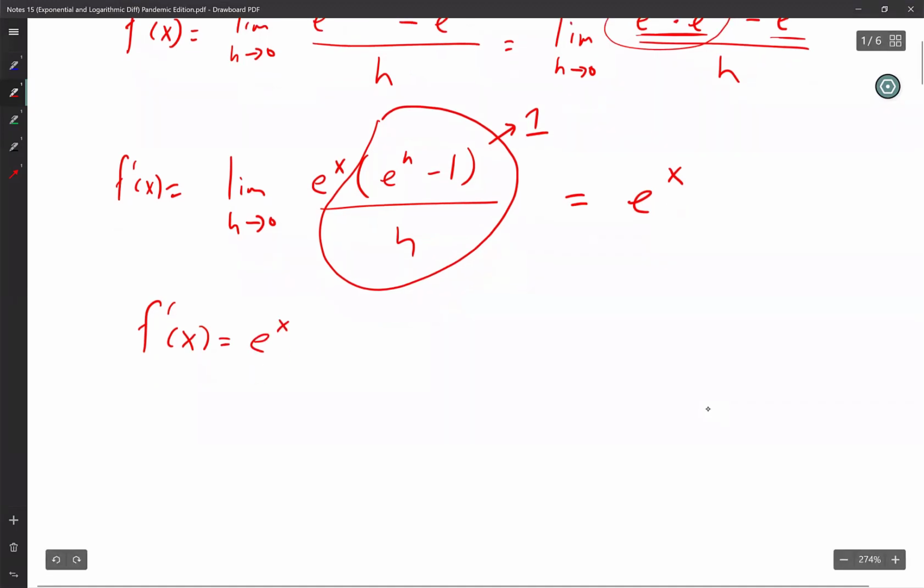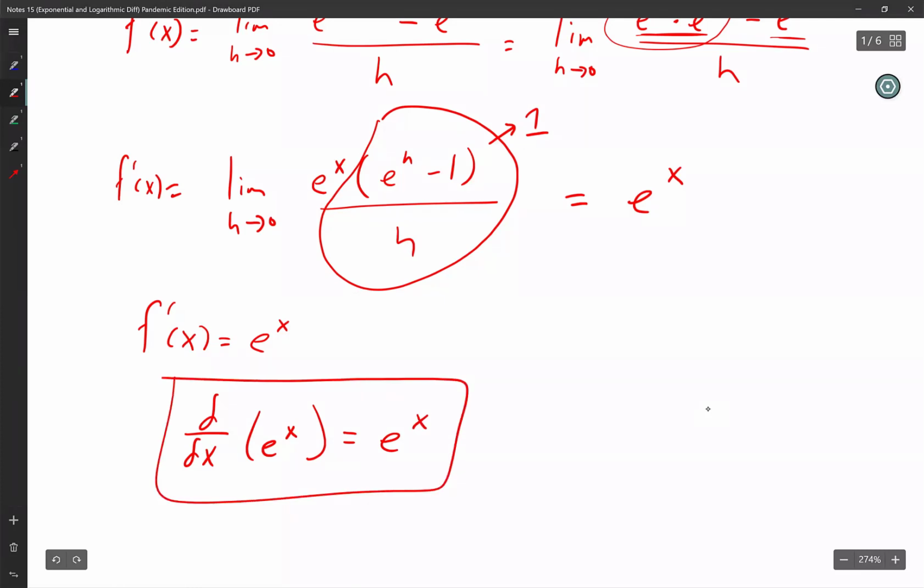So what am I trying to say? That the derivative of e to the x is itself. It's the only one that is like that. It is special.